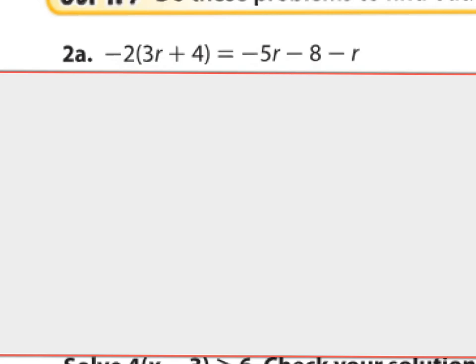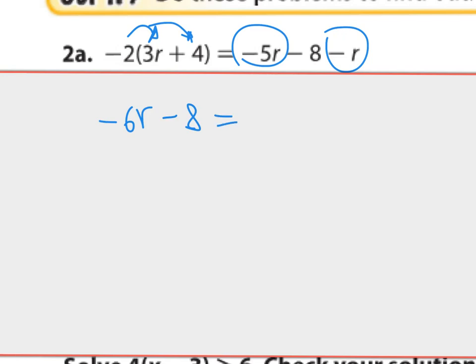Let's see, 2a here, we have to use distributive property first, okay, on this side. And then we can also work with like terms simultaneously on the other side of the equation, right? To simplify the equation. So we have negative 2 times 3r equals negative 6r. And we have negative 2 times positive 4 equals negative 8. And that equals, on this side, remember, negative 5r minus another r is going to be negative 6r minus 8. Remember, I combined these two together to make it negative 6r.